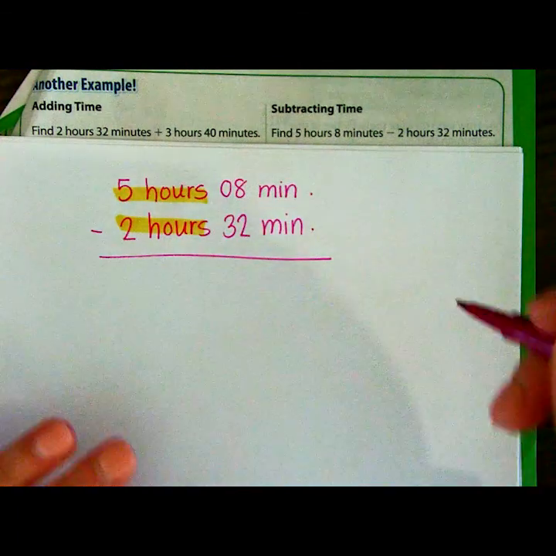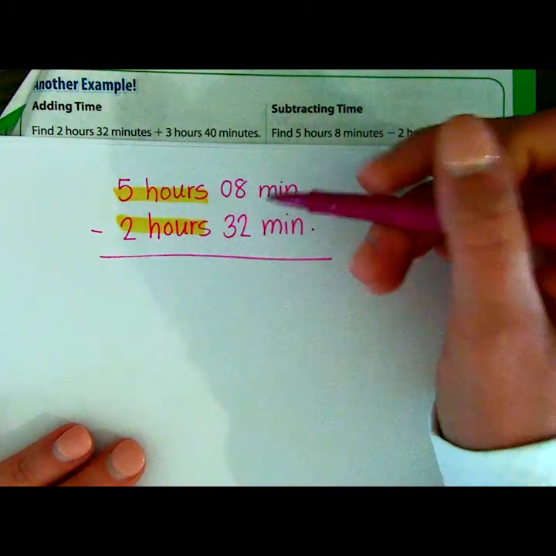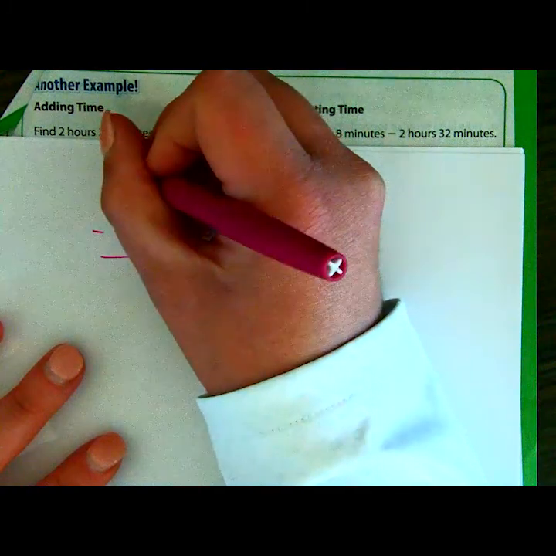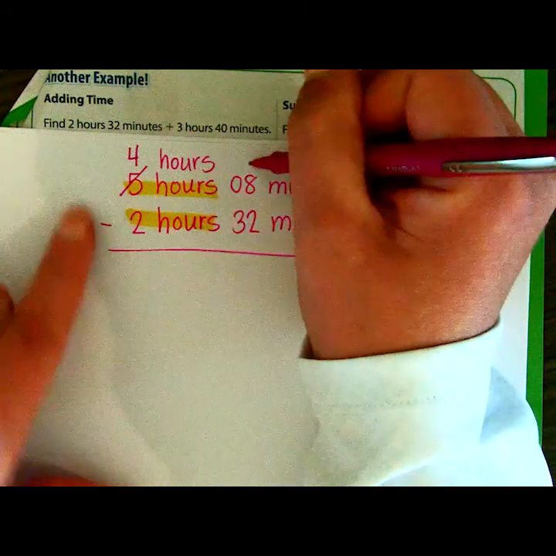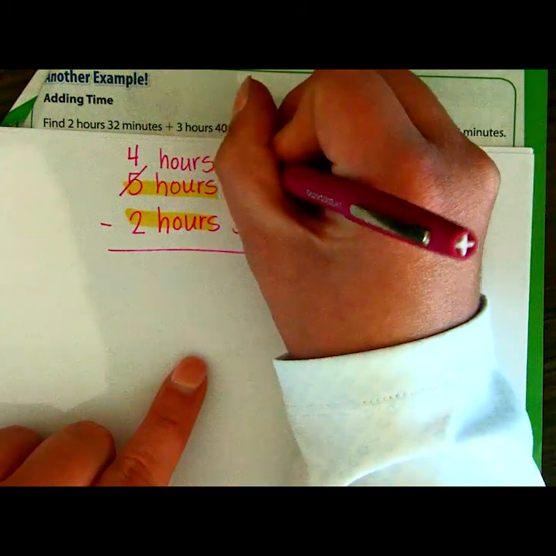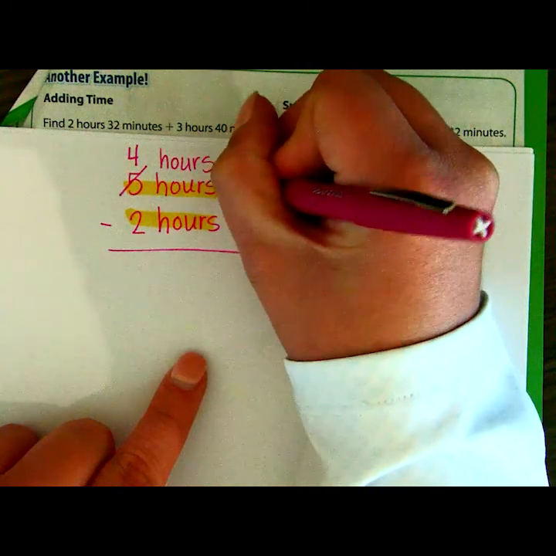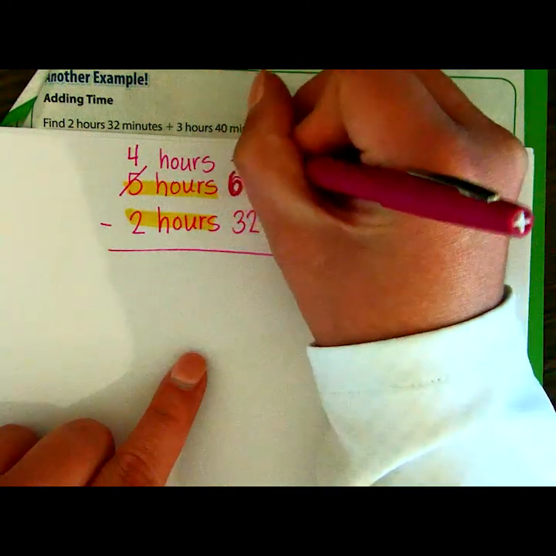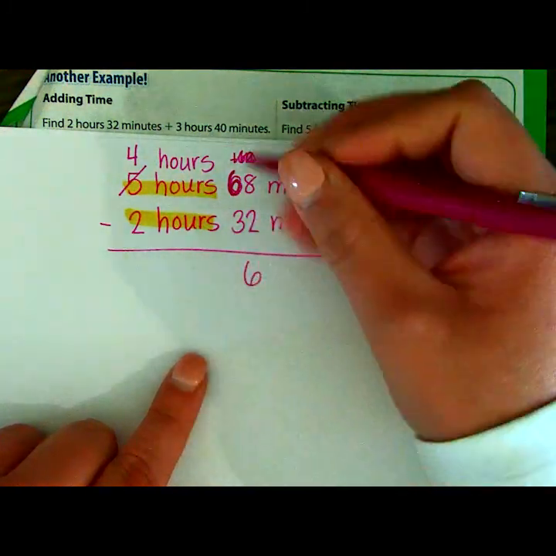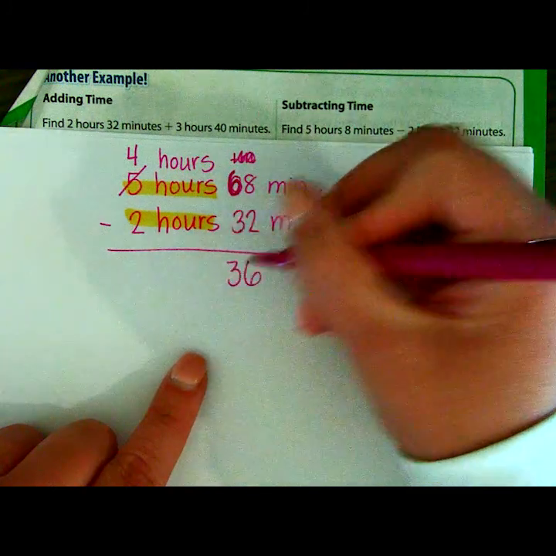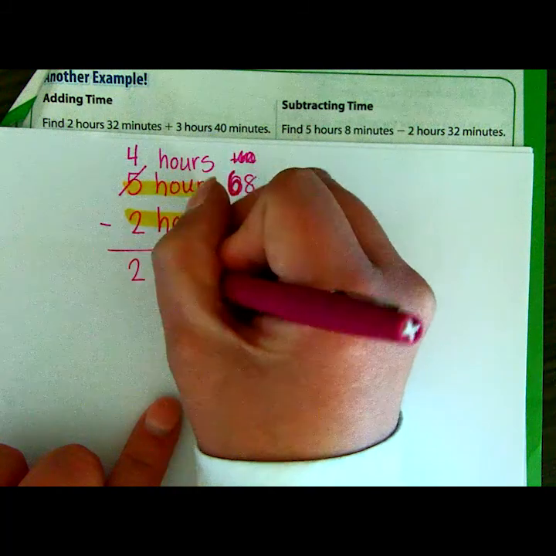So what are we going to do? We're going to borrow an hour here. So now we're left with 4 hours. And we're going to add the 60 minutes over here. So plus 60. Well, 60 and 8, that would give us a new total of 68 minutes. Now we can subtract. 8 minus 2 leaves us with 6. And 6 minus 3 is equal to 3. So we have 36 minutes, and 4 minus 2 is 2 hours, 36 minutes. Okay.